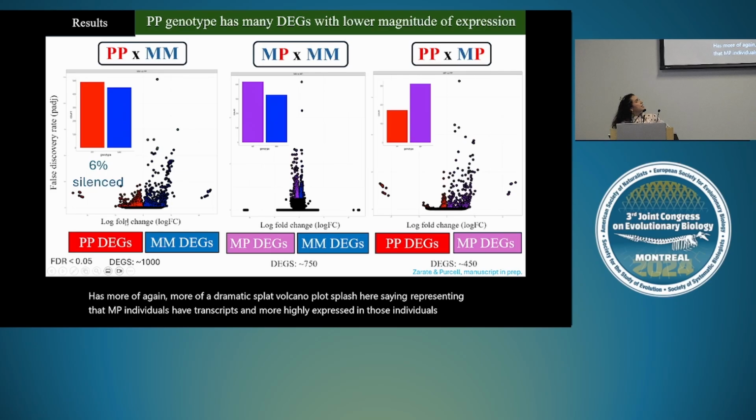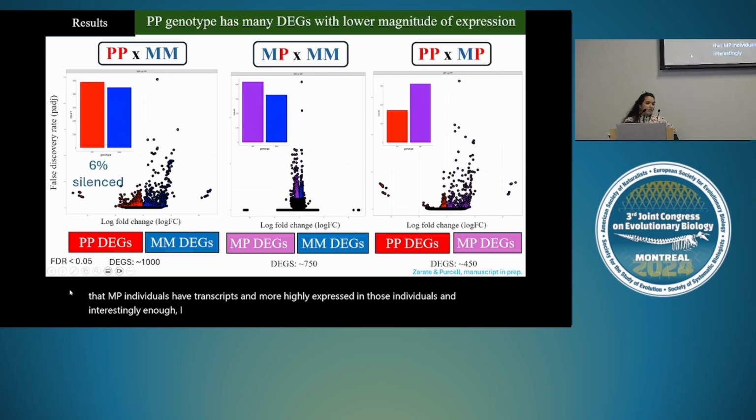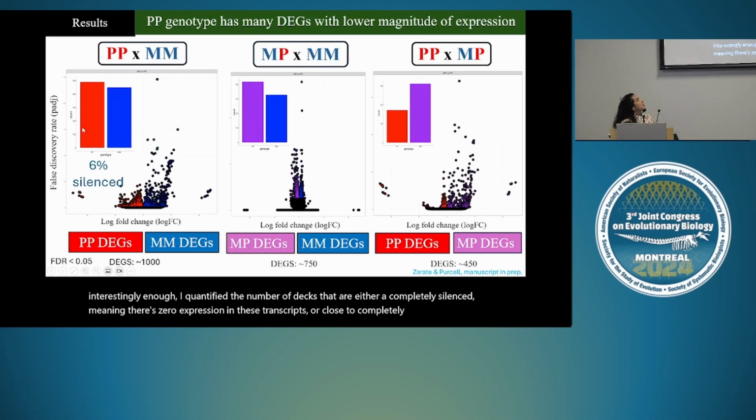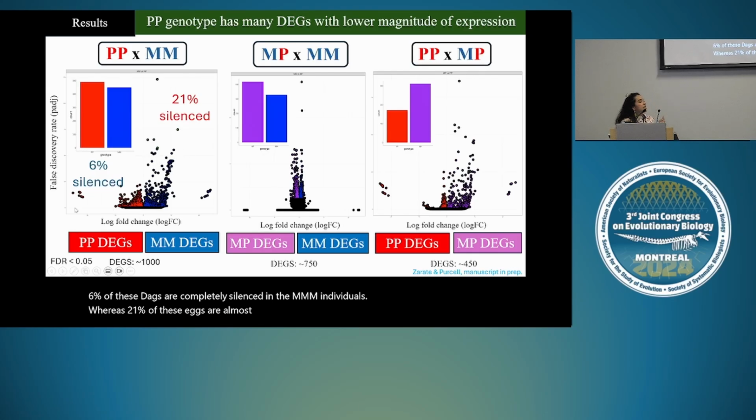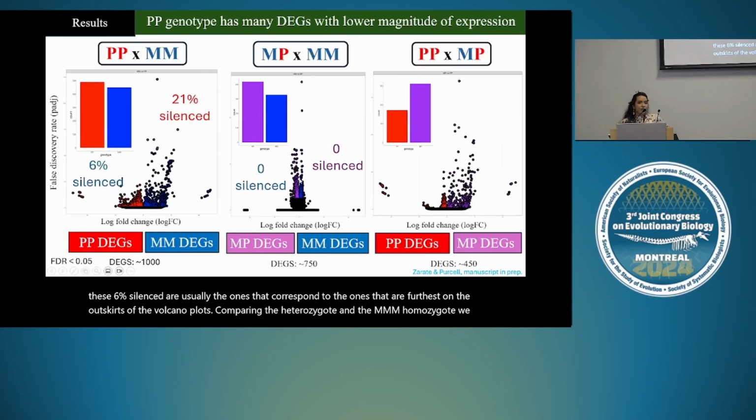Interestingly enough, I quantified the number of DEGs that are either completely silenced, meaning there's zero expression in these transcripts, or close to completely silenced. About 6% of these DEGs are completely silenced in the MM individuals, whereas 21% of these DEGs are almost completely silenced in the PP individuals. These 6% silenced are usually the ones that are furthest on the outskirts of the volcano plots.